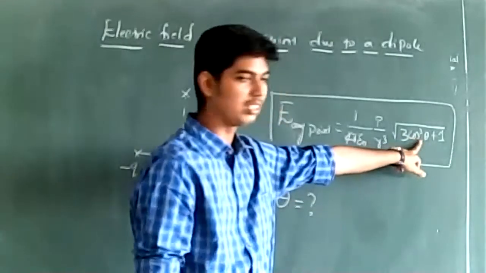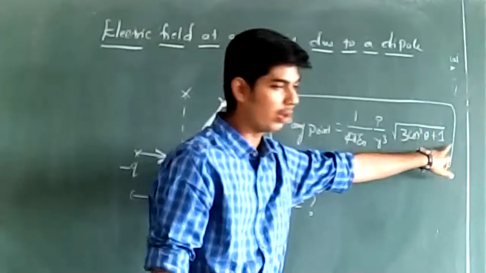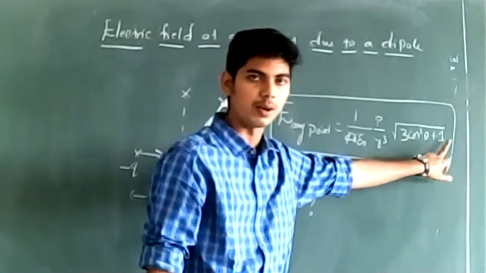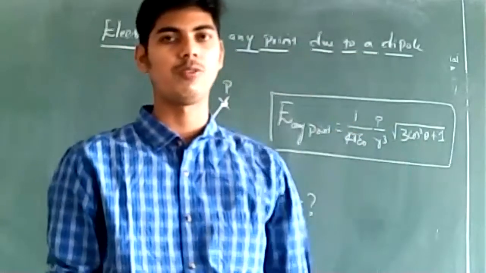Cos 90 is 0. 0 into anything is 0. 0 plus 1 is 1. Square root of 1 is 1. 1 by 4 pi epsilon P by R cube is the electric field at a point on the equatorial line of a dipole.